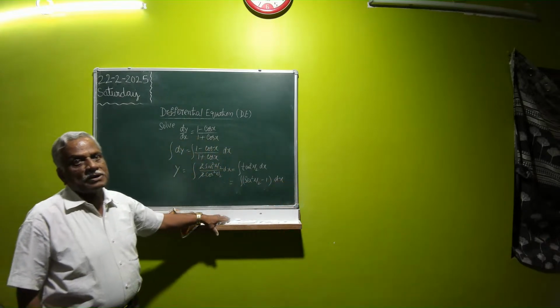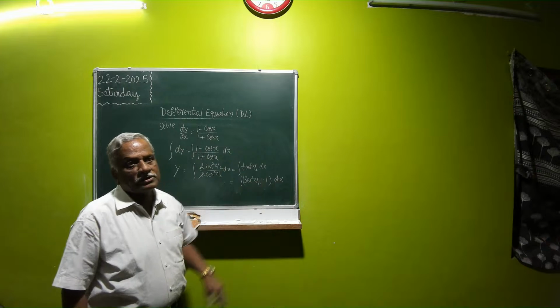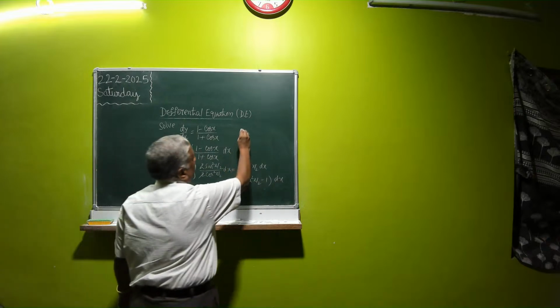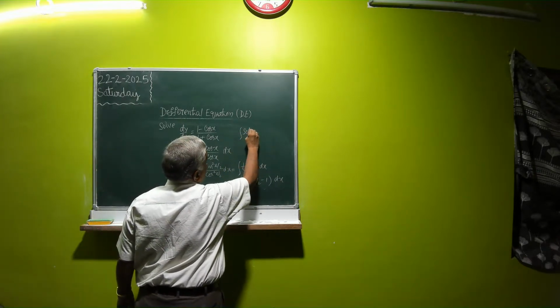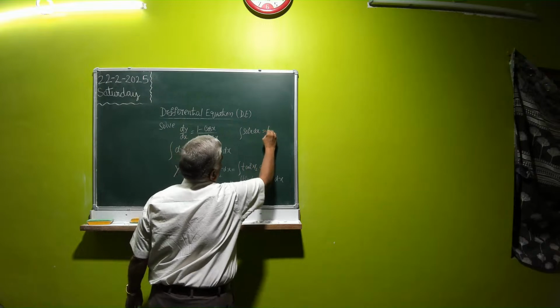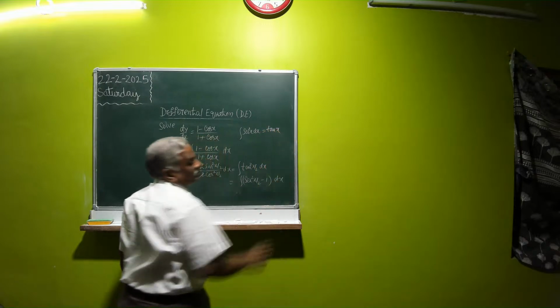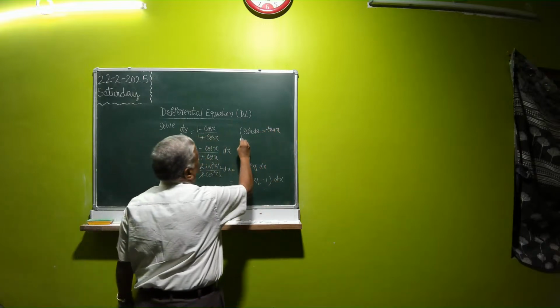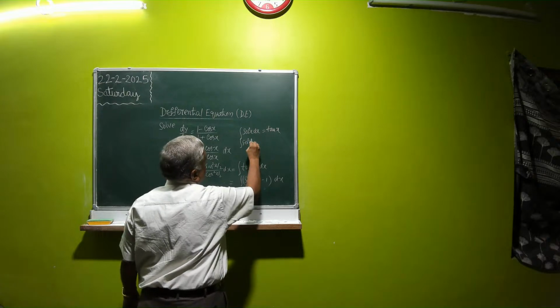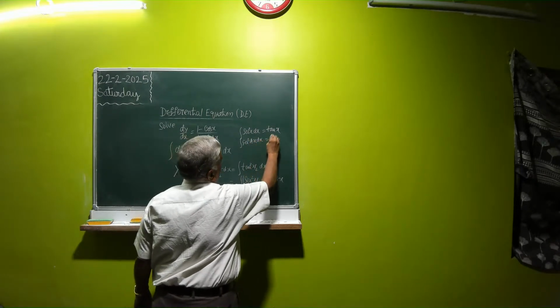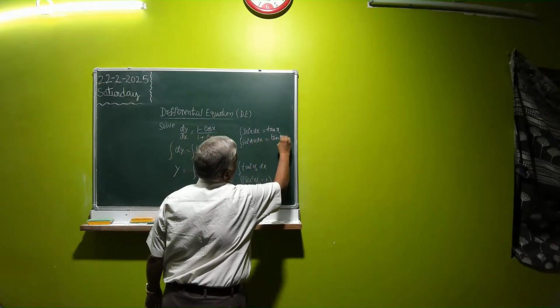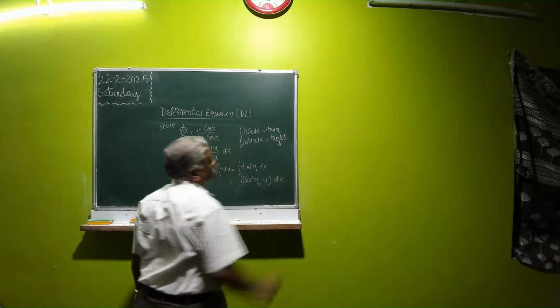The secant square x by 2 is integrable. 1 is also integrable. What is the integration of secant square x dx? It is tan x. What is the integration of secant square ax dx? It is tan ax divided by a.